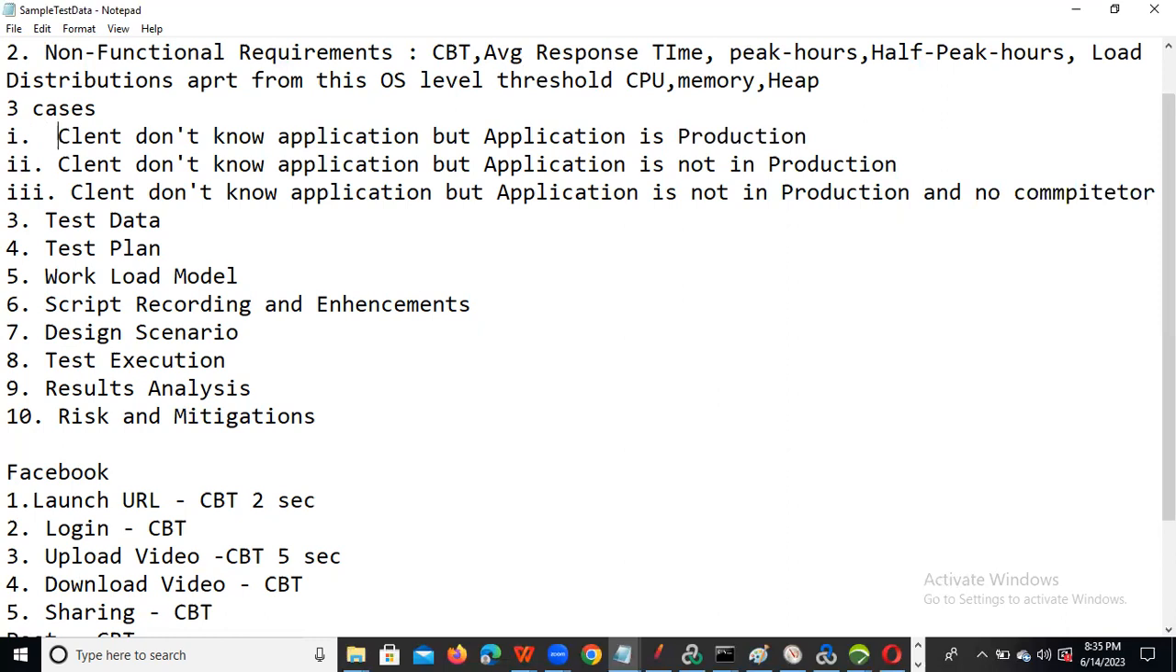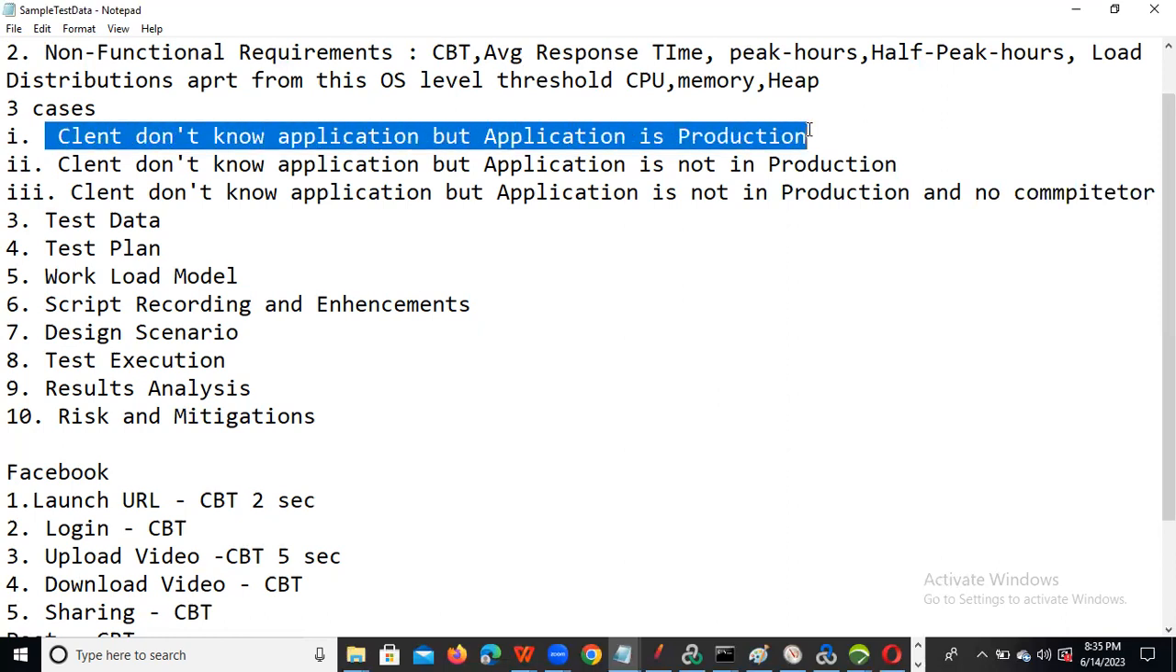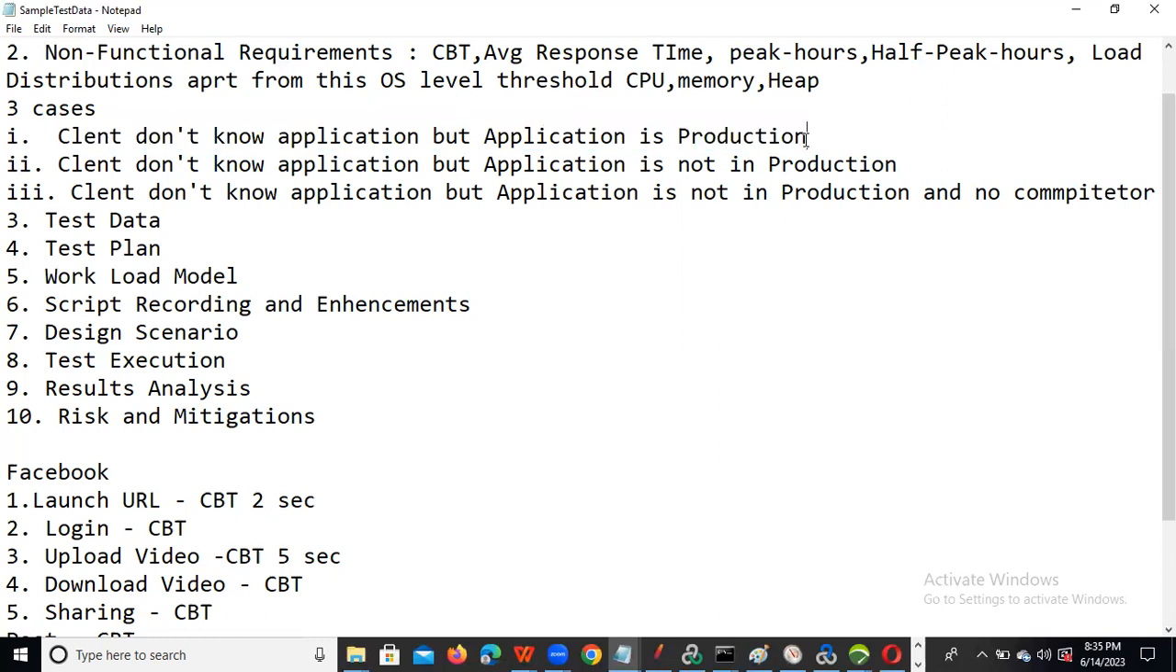When the client doesn't know, then you yourself need to find the non-functional requirements. So the first point: assume the client doesn't know the application, but the application is in production. What is production? Does anyone have any idea? Production is nothing but the application already being used by users, in real time by a number of users. So that application is already live.